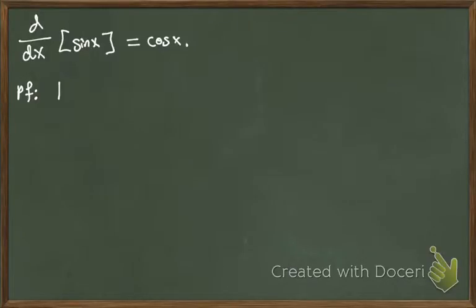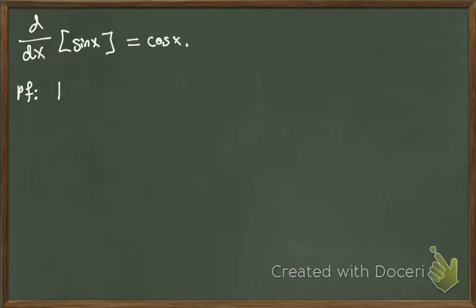Okay, this video will be the second part of section 2.2. We're going to go through the derivations of the derivative of the sine and the cosine, and then we'll finish up the video with an application of a free-falling object.